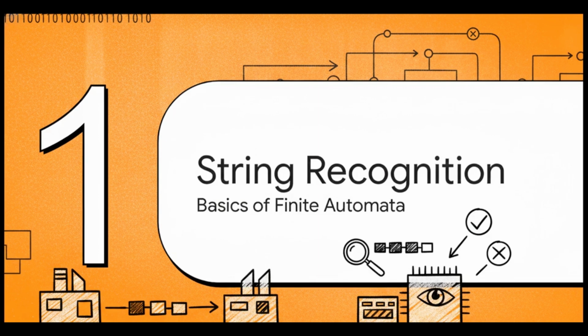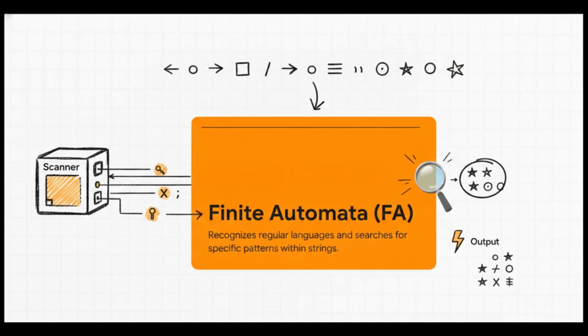All right, let's start right down on the ground floor of our factory. Section 1, the basics of string recognition. Meet our very first type of worker, the finite automata, or FA. By definition, an FA is a model used for recognizing what we call regular languages and searching for specific patterns within strings. You can really think of them as the initial pattern spotters in our compiler factory.